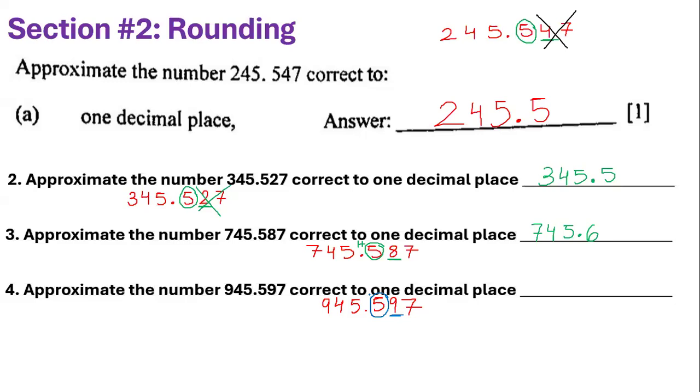So we have to do what? Add what? Add 1. Very good. Add 1. And so this is going to be what? It's going to be 945 point what? 6. 0.6. 945.6.